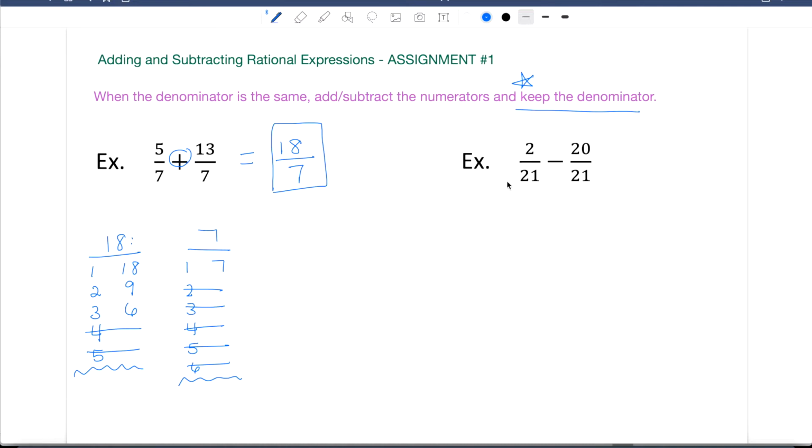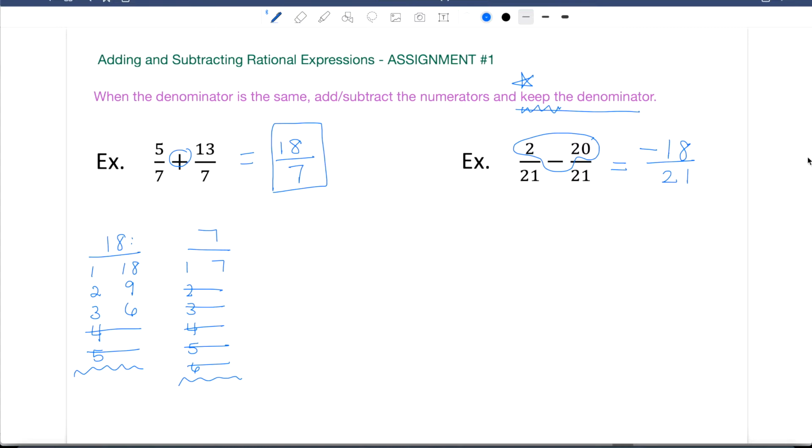Let's look at this example here. Always check the denominator. 21, 21, it's the same. So what do we do? Just focus on the numerator here, and they want us to do 2 minus 20. Please be careful when you use the calculator. You don't want to do 20 minus 2 because it's completely different. Always read it from left to right. 2 minus 20 is negative 18. And what do you do with the denominator? You keep it. It needs to stay the same.